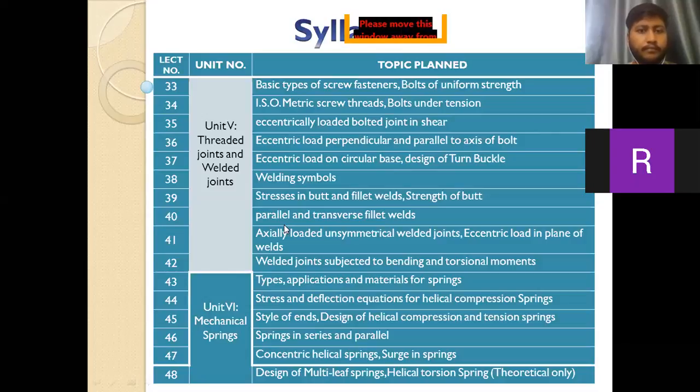These are two different springs we have. So the helical and tension springs, we'll see that also. Then we'll see series and parallel. When we put springs one after another, those become springs in series. And when we put springs parallel to each other, those become springs in parallel. So if we have two springs, one inside the other, that is a type of parallel spring. So the design of those springs, the stresses, strains, all those things will be done in unit number 6.